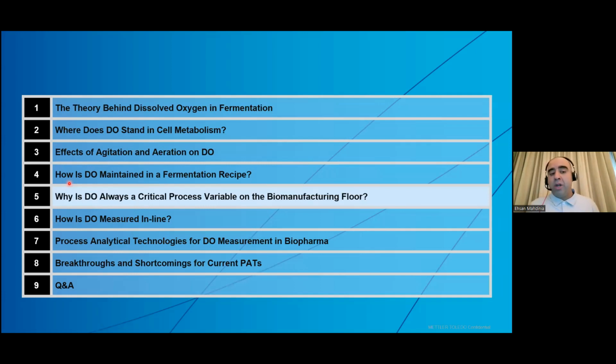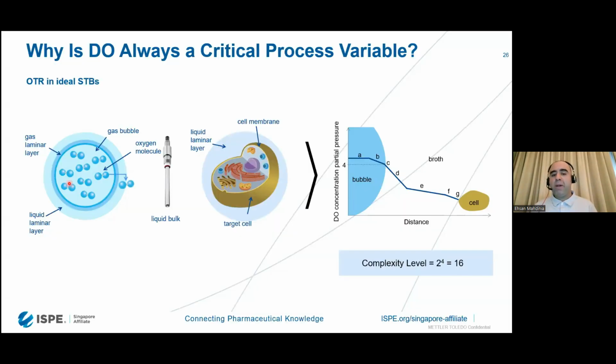All right, now we know how the DO is essentially maintained and figured out in our fermenter. Then the challenge at hand is why is DO still such a CPP, such a critical factor? Well, this is because when we have the dissolved oxygen coming from the gas bubble to our cells, every molecule of oxygen needs to go through a laminar layer of liquid around the gas bubble into the liquid bulk, then travel through that liquid bulk, get through the laminar layer around each cell, get inside and get consumed for the metabolism. So we have 1, 2, 3, 4 gateways for the oxygen to go through before it's picked up and consumed.